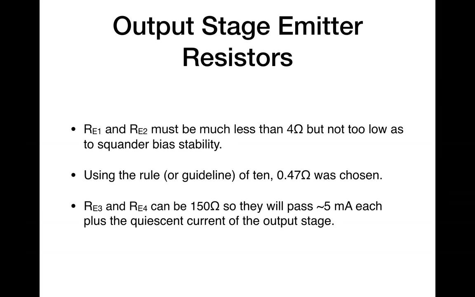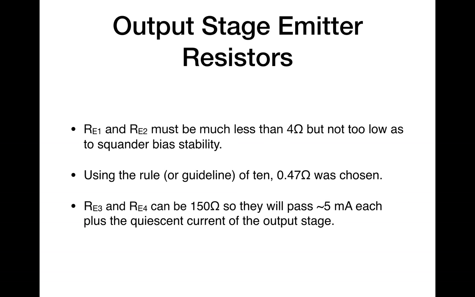So the output stage emitter resistors are there specifically to stabilize the bias so that one doesn't current hog the other and heat up more than the other. You want it to be less than the load, which is 4 ohms, but you don't want it too low, so you don't squander your bias stability. So 0.47 ohms is a pretty good number for an amp of this power dealing with this kind of current.